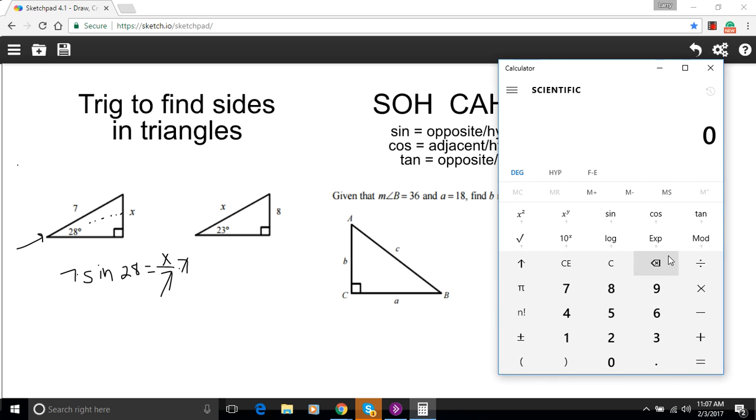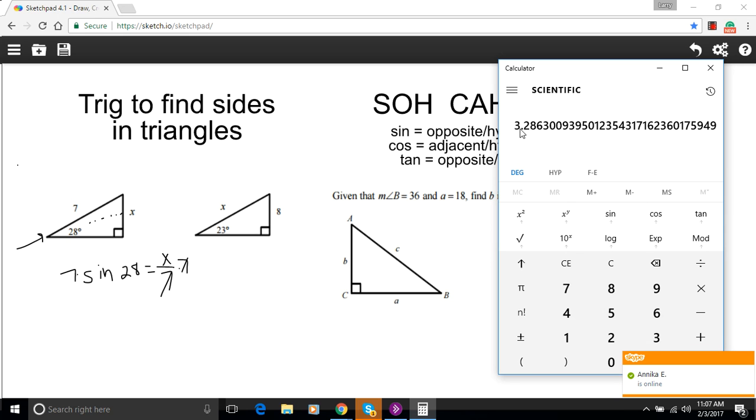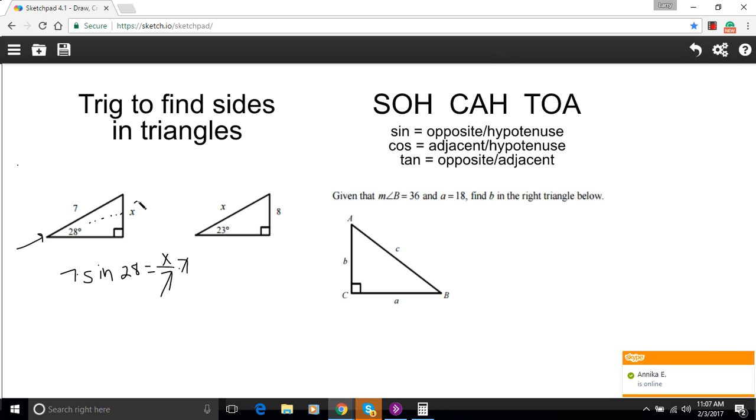So that's when we bring in our calculator, and we can punch in 28 and hit the sine button. There's the sine of 28, and then multiply that by 7. And we get, let's do this to the nearest 100th, 3.29. And that looks reasonable from the drawing. If this side is 7, this side could be 3.29.